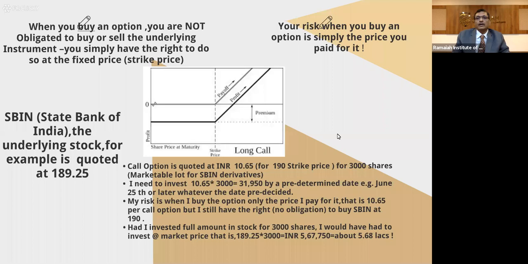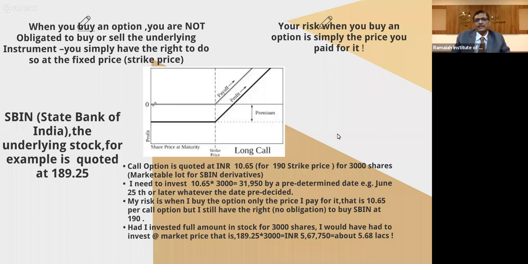To further clarify, take State Bank of India, the underlying stock. Two days back, I believe on Friday, it was quoted at 189.25 rupees. The call option was quoted at 10.65 for the 190 strike price. The marketable lot for SBIN is 3,000 shares. So this is the per call option price. If I buy the call option, I typically need to invest 10.65 rupees multiplied by 3,000, which is 31,950.